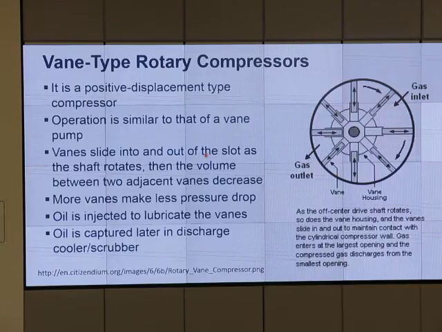Okay, look at Vane-Type. Is this positive displacement or centrifugal type? Positive displacement. Okay, very good.